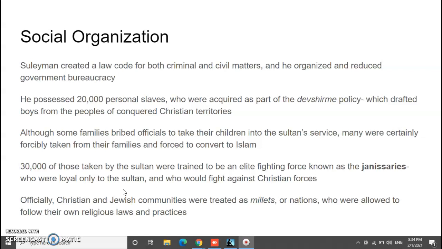You'll hear a little bit about this in a video you're going to see in terms of how the Janissaries were used. But in any case, officially, Christian and Jewish communities were treated as what were called millets, another word for essentially a nation or a people, and allowed to follow their own religious laws and practices. I'm skeptical, and admittedly I'm not an expert in this area, that they were truly given extensive freedom. But this is supposedly what they were meant to have, to be treated as a people with some degree of rights and as religious communities.